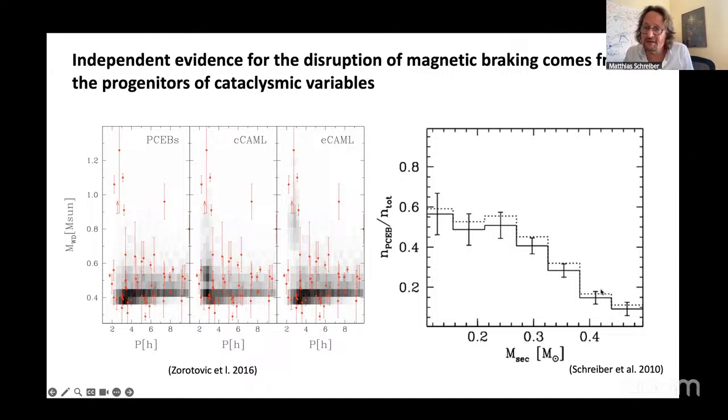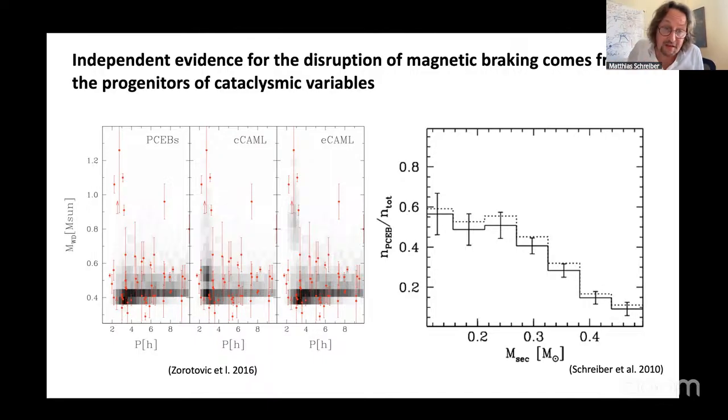And the idea is we see a few because magnetic braking is strong, so they evolve fast. And then for fully convective stars, we see many because they evolve slowly. Because magnetic braking is inefficient, they evolve slowly towards shorter periods. So this makes entire sense. And it gets even better because there has been a prediction.